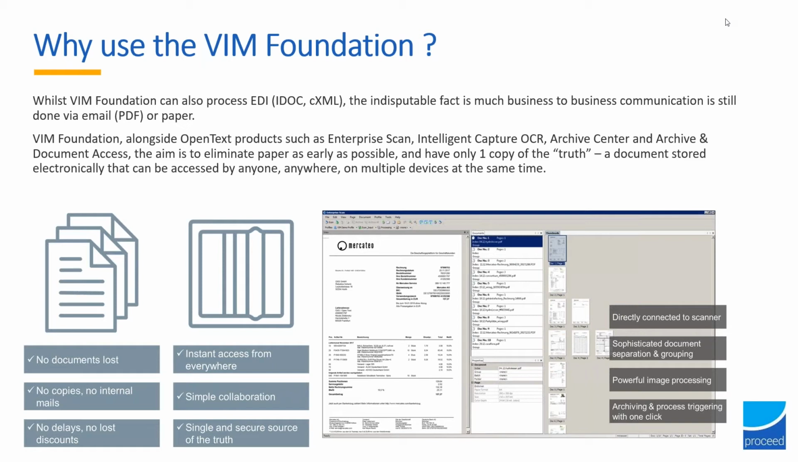Ultimately, we're looking to have one copy of the truth. What is that truth? That truth is one document accessed electronically by anyone, anywhere, on multiple devices and platforms, SAP GUI, Fiori, whatever, all at the same time. So we never lose it in internal mail. We don't spill our coffee on it. We can't forget about it because it gets to the bottom of someone's in-tray. It's always there, and we can always access it and view it.